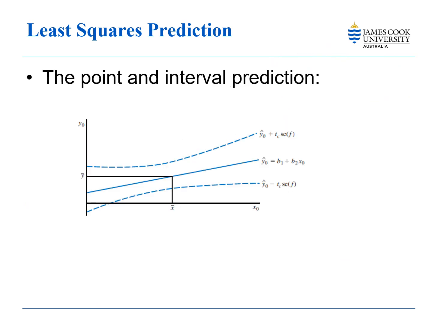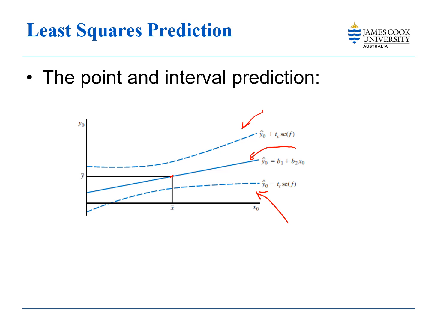Right, so this is a graph of these prediction intervals. The solid line is the regression line, y hat 0, which is b1 plus b2 times x0. This regression line passes through the sample average, x bar, y bar. And these two dashed curves are the upper bound and lower bound of the prediction intervals.